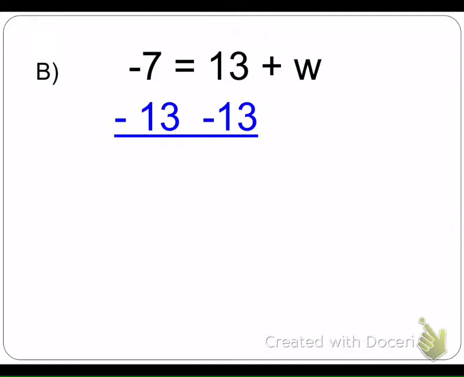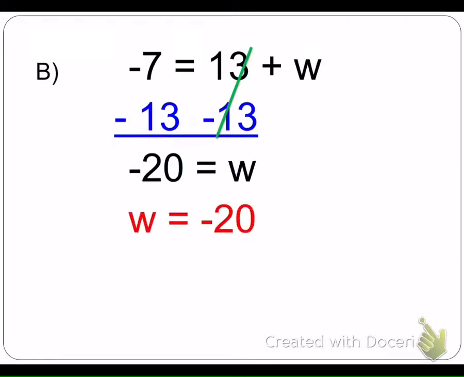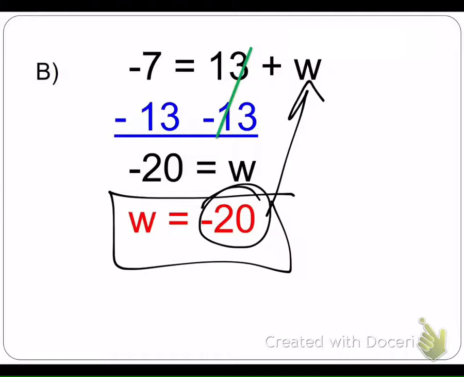And what I actually need to do is -7 minus 13, which is going to be -20 equals W. And we typically write it with the variable in the front. So your final answer is actually W equals -20. Now, if you want to check to see if you're right, you just take this guy, plug it right back into here, and see if these two things really do equal, okay? Does -7 equal 13 plus -20? And of course it does.